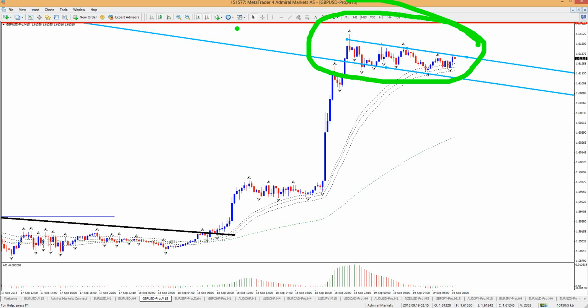The band here are 34 EMAs. 34 EMA close, 34 EMA high, and 34 EMA low. And then you get this band.